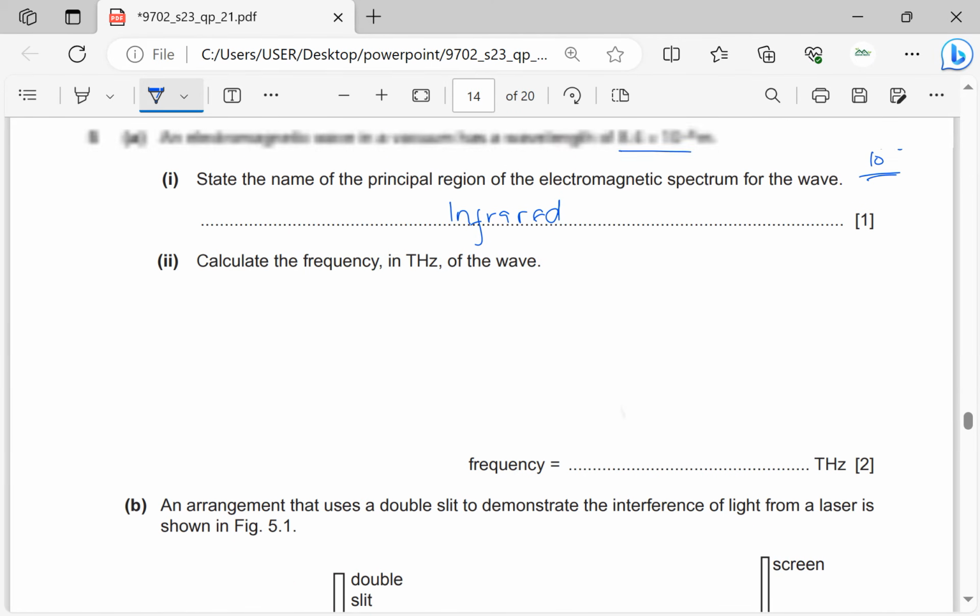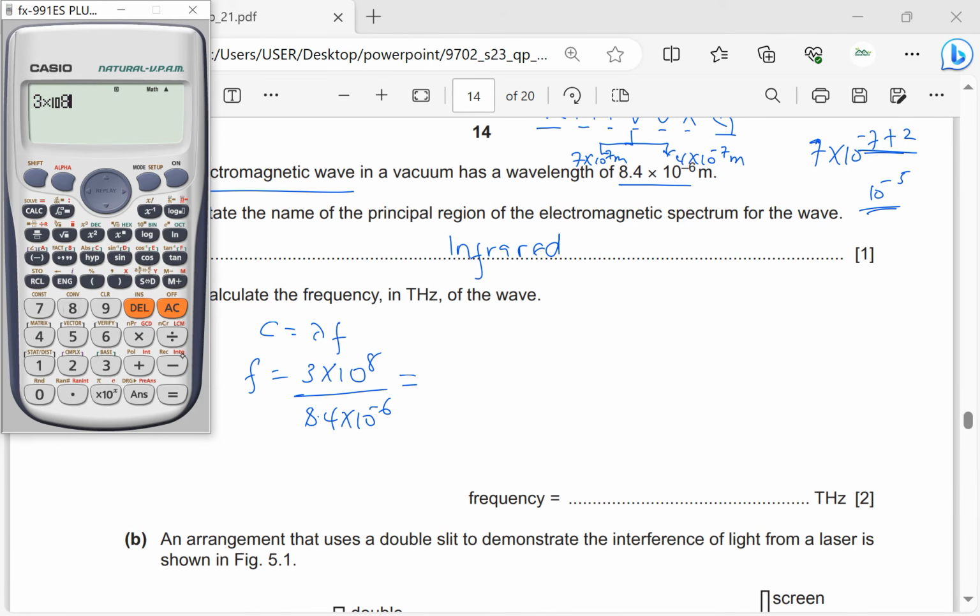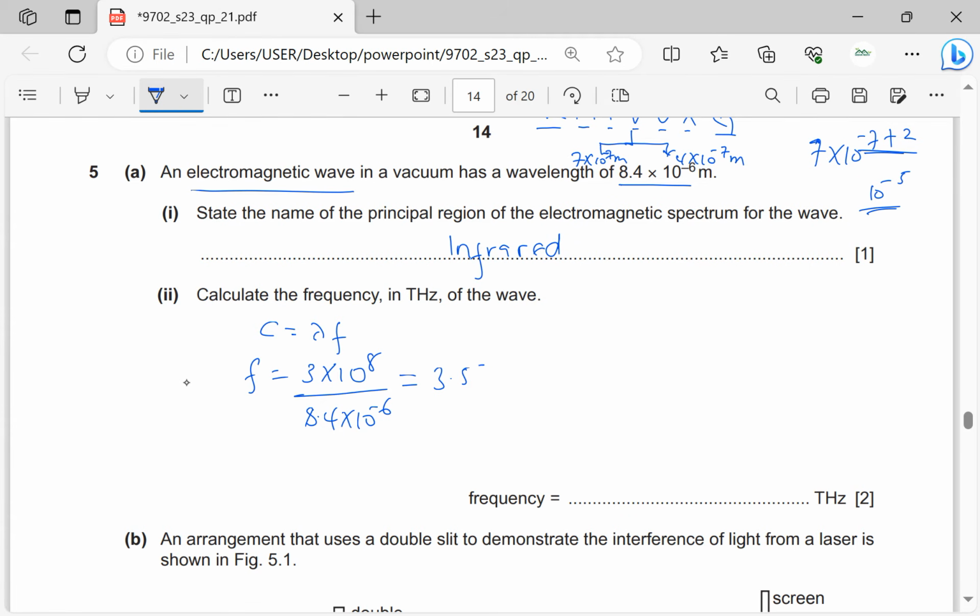Calculate the frequency in terahertz. We know that speed is equal to lambda times f. So the frequency is going to be c, which is 3 times 10 power 8, because it is electromagnetic, it is the speed of light, divided by the wavelength, which is 8.4 times 10 power minus 6. That is 3 exponent 8 divided by 8.4 exponent minus 6, so that is 3.57 times 10 power 13 hertz.